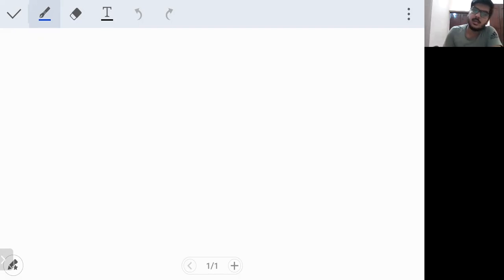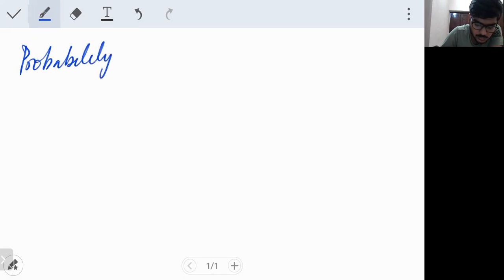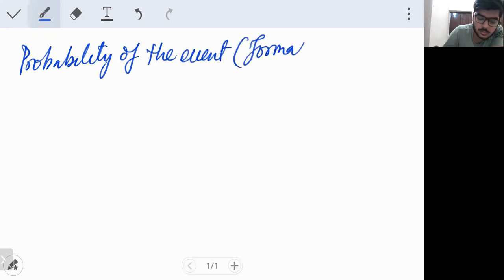So previously we defined probability informally. Now let's take a look at a formal definition using the axioms of probability. Axiom is the term for theorems. So let's define probability of the event. Formal definition.